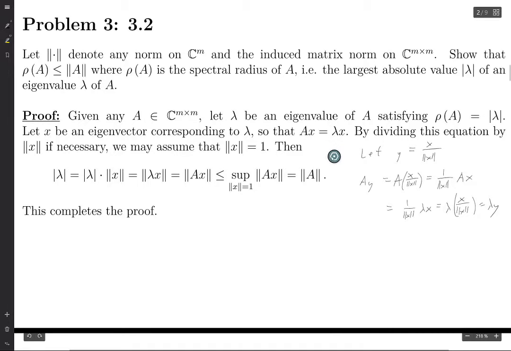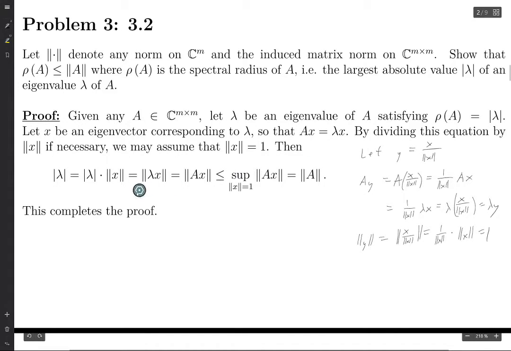So we can find an eigenvector of A which has norm 1, because the norm of y is the norm of x over the norm of x. You pull out the 1 over the norm of x and multiply by the norm of x, and those cancel and you get 1. So we can find a unit eigenvector corresponding to the eigenvalue which corresponds with the spectral radius.